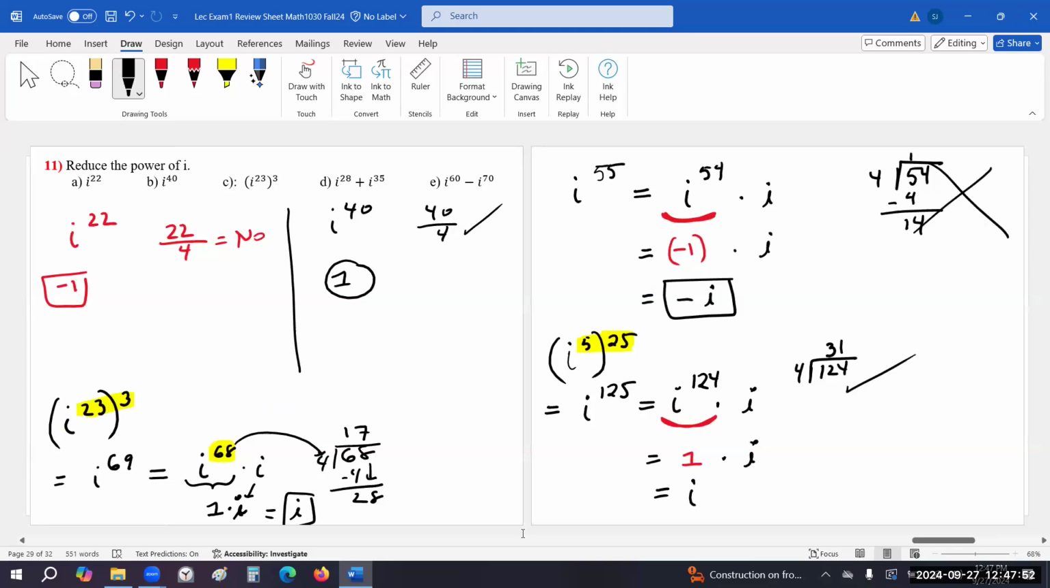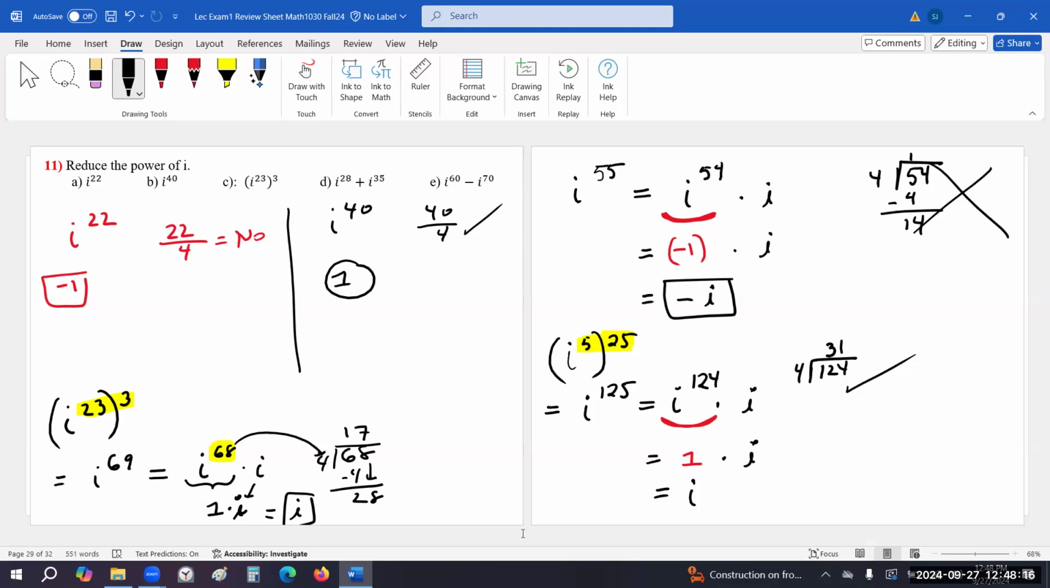For example, this one, i to the 55. Since it's odd, we split it into two pieces. One is even and one is a single i. Now this even power, we try to divide by 4, but it will not work. 54 is not divisible by 4. That means that i with this power turns into -1. So -1 times i gives us -i.